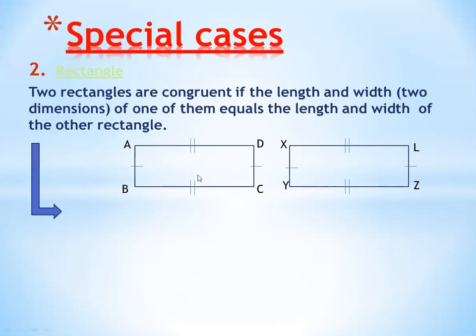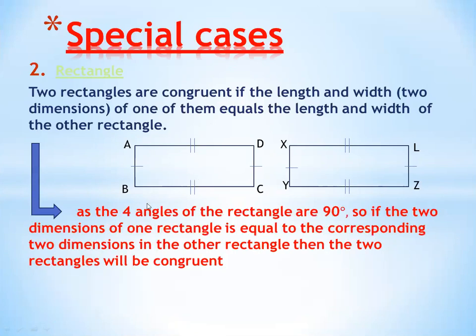So are they congruent? Let's see why they are congruent. As the four angles of the rectangle are 90 degrees, if the two dimensions of one rectangle are equal to the corresponding two dimensions in the other rectangle, then the two rectangles will be congruent. As we know before, the angles of the rectangle are 90 degrees, a right angle. In this rectangle the angles are 90, and in this rectangle the angles are 90. And the two dimensions are equal in the first and second rectangles. So the two rectangles are congruent. ABCD is congruent to XYZL.